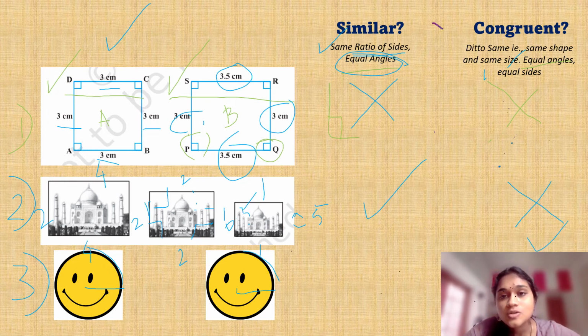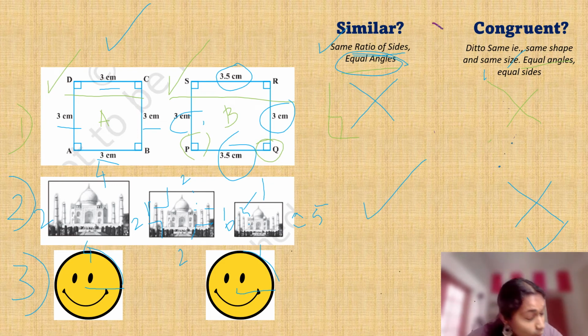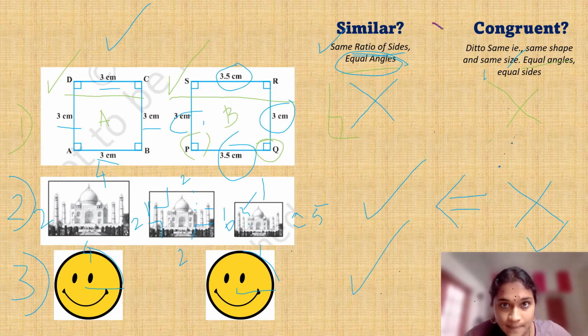Thank God. So if they are congruent, do we need to check whether they are similar separately? No. All congruent figures are similar, kids, because if they're congruent, they are the same, which means obviously they have the same angles and obviously they have the same ratio of sides. Okay, so congruency implies similarity. So if this is congruent, yes, it must be similar. You don't even need to check separately.